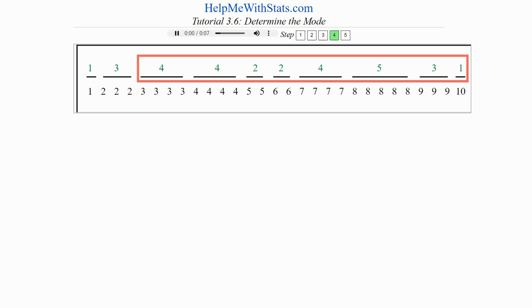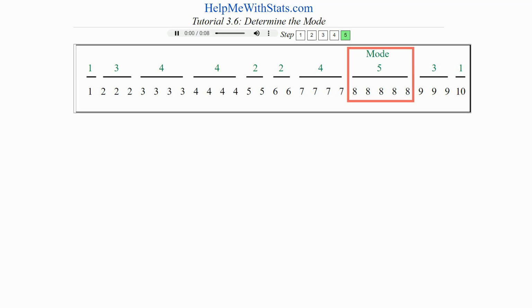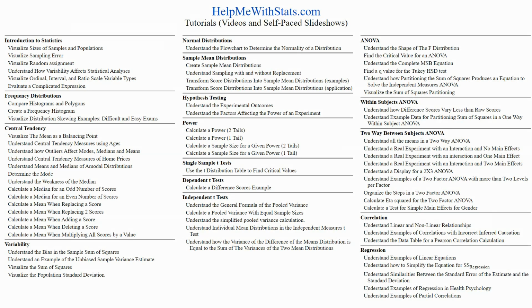Let's continue this process for all the scores, placing the frequencies above the bars which group each score. To find the mode, we look for the highest frequency, which is 5, the frequency of the 8 score. The mode is 8.